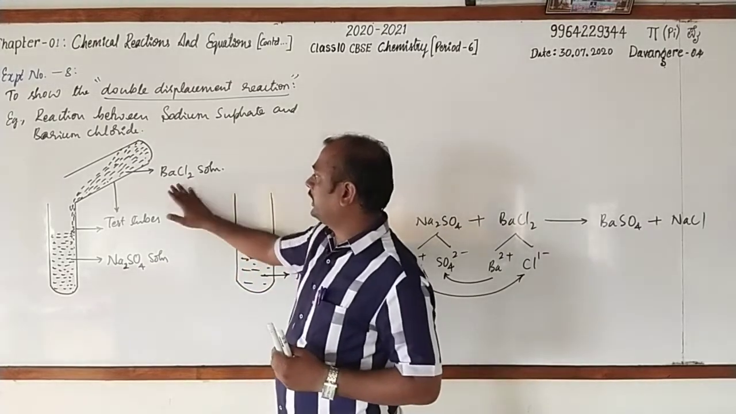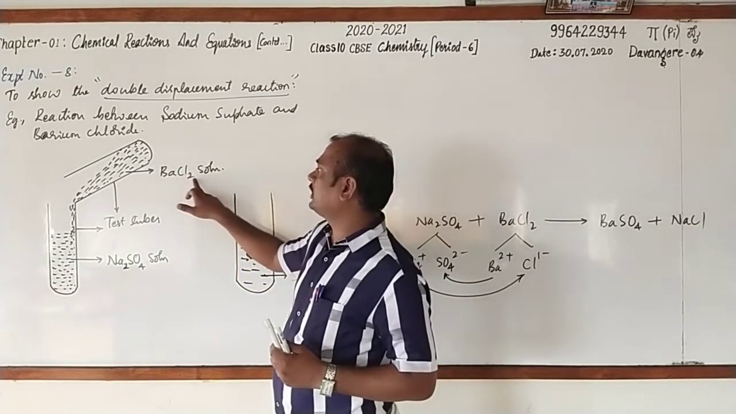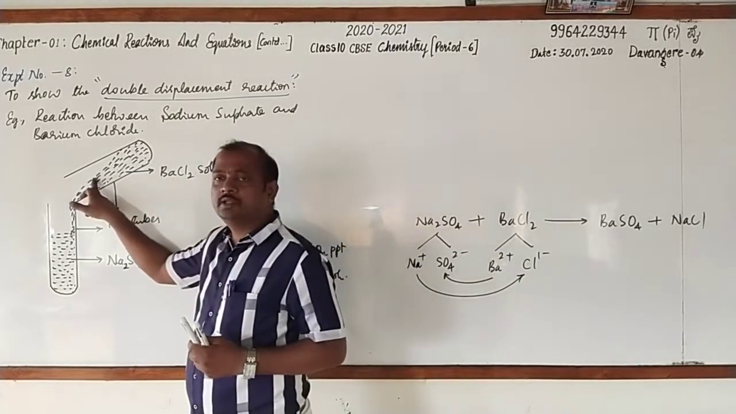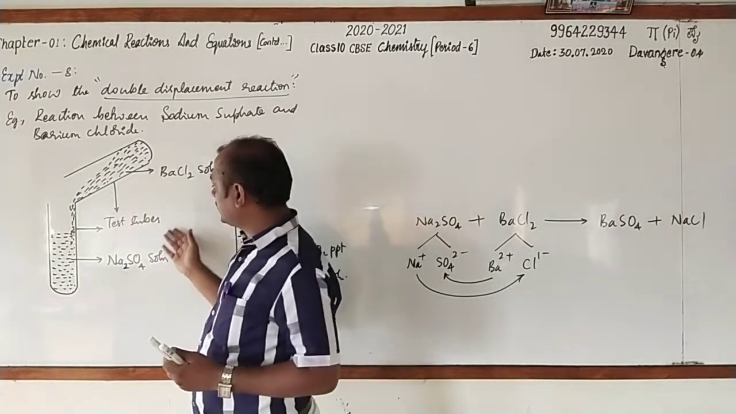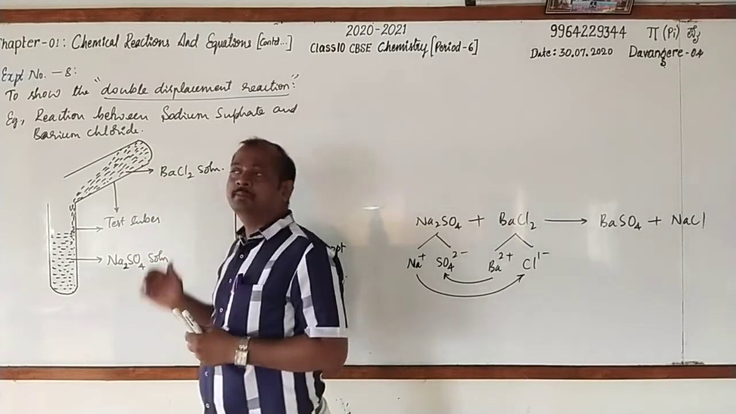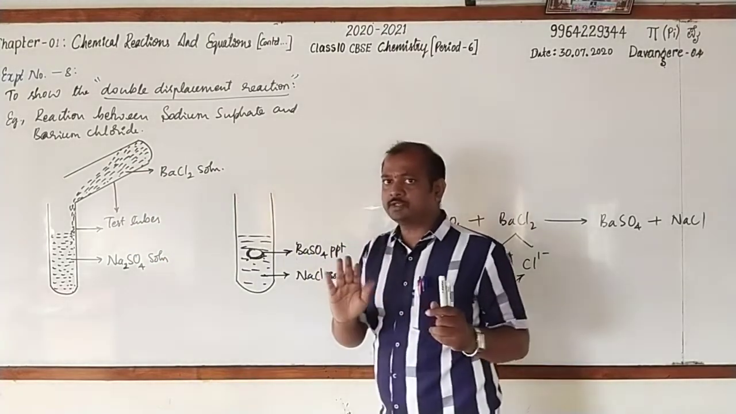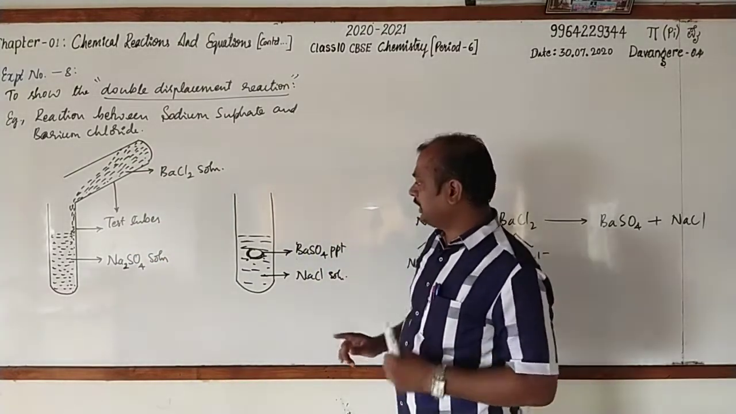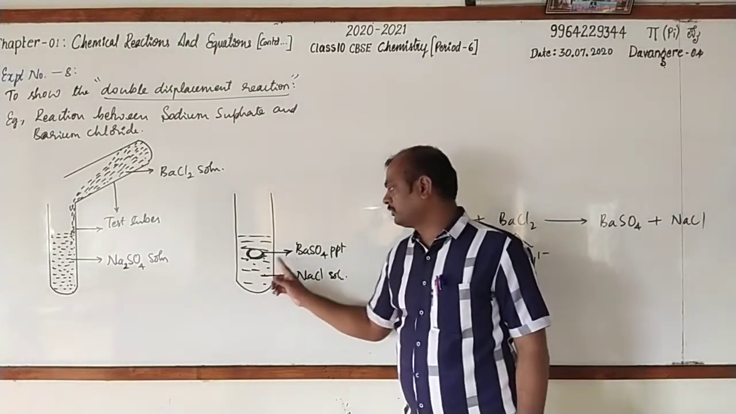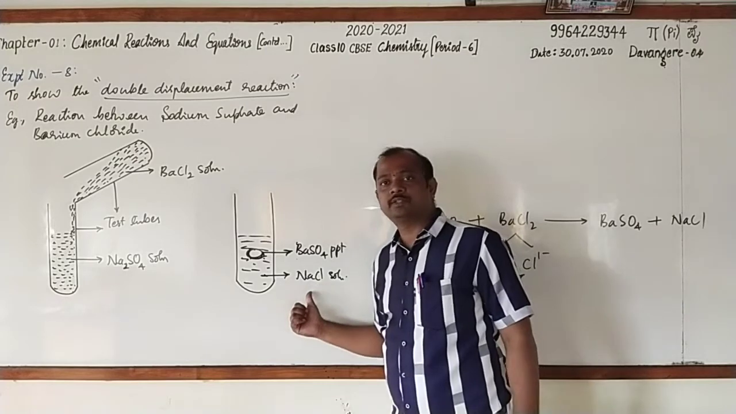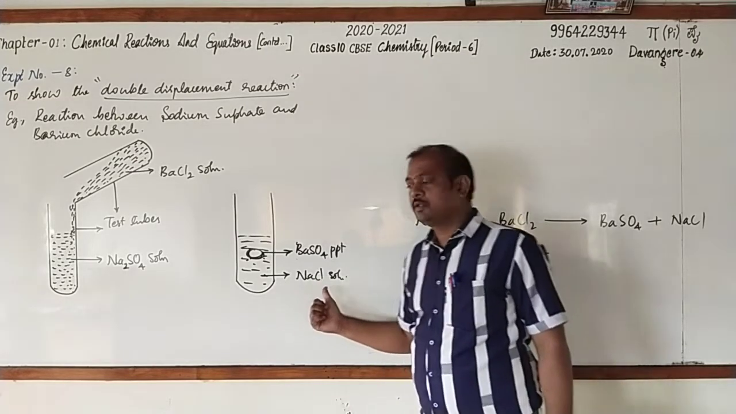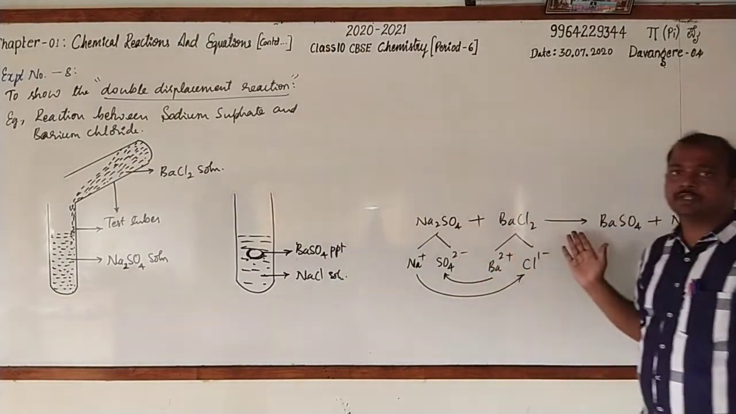Then prepare barium chloride solution and take that in another test tube. Go for mixing them, or mix sodium sulfate solution into barium chloride solution, right? Then it is observed that a white precipitate of barium sulfate is formed along with sodium chloride solution. Clear? And this is the chemical equation.